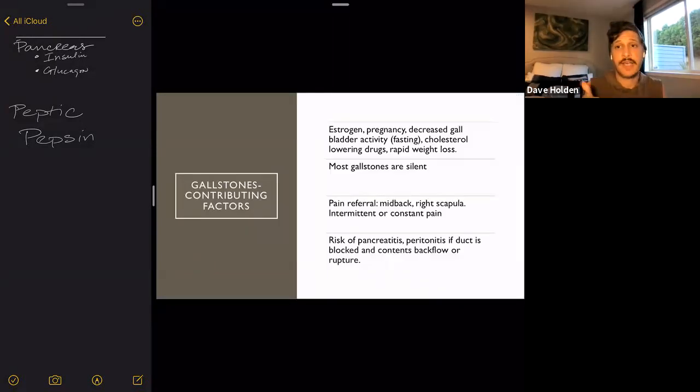Contributing factors include estrogen, pregnancy, decreased gallbladder activity like fasting, cholesterol lowering drugs, rapid weight loss. Several things can cause gallstones. Most gallstones are silent. No issues, no pain with them. Liver can refer pain up to the right scapula and up into the right side of the mid-back. And the pain can be intermittent or constant, just depending on how bad the stone is, how large it is. There is a risk of pancreatitis and peritonitis if the duct is blocked.